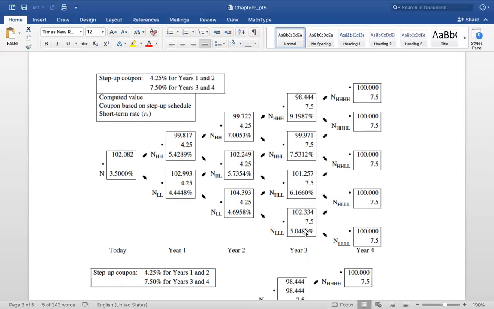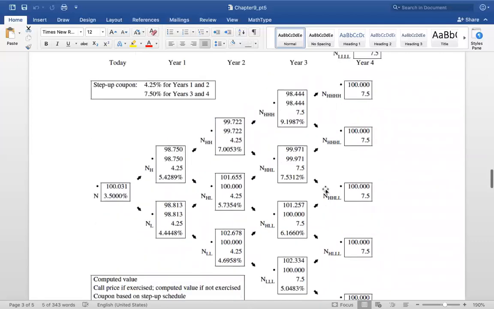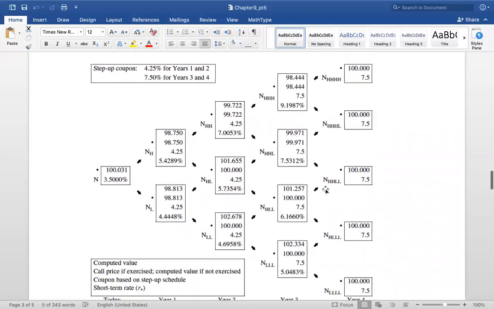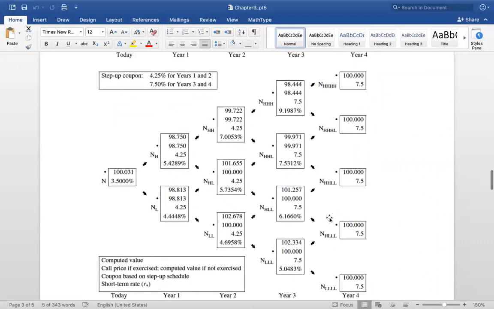This will be an option free bond. You just have to consider that the coupon rates are different for these two years and these two years. The rest of the process will remain the same. Again, we can easily include the concept of a call option in this bond. What we need to do is just put the call price whenever the calculated value exceeds the call price.